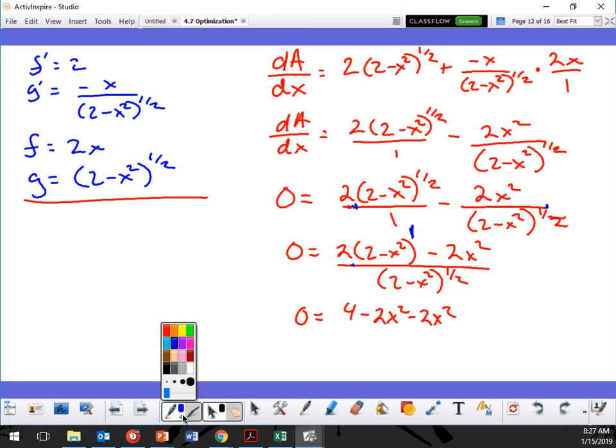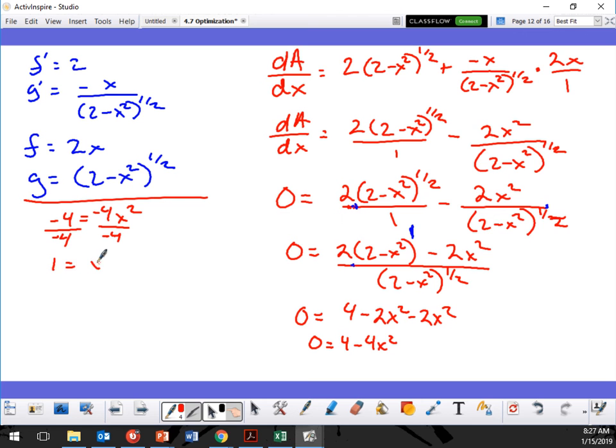Alright, so where are we at? We are right here. So I get 0 equals 4 minus 4x squared. Alright, let's bring this over here. I'm going to subtract 4 from both sides, so I get negative 4 equals negative 4x squared. So 1 equals x squared. So x equals plus or minus 1, or the square root of 1, which is just that.